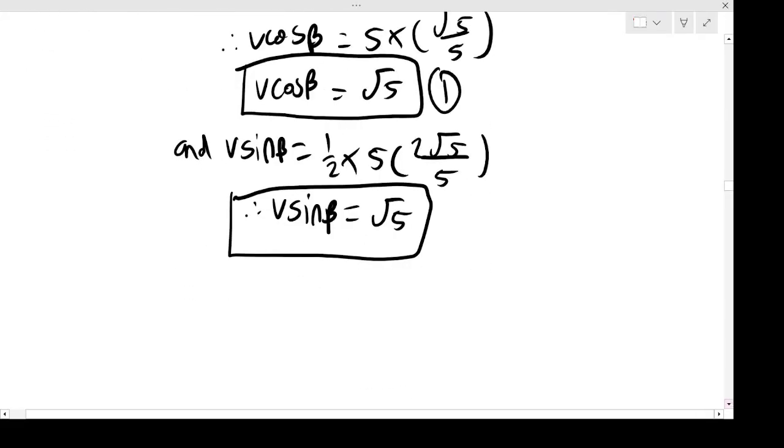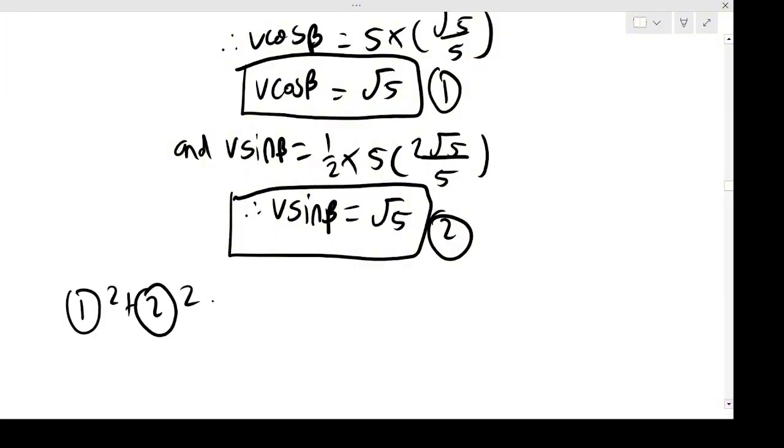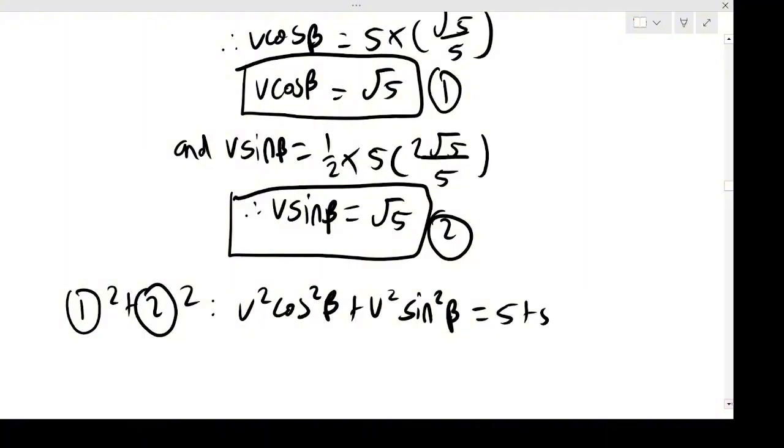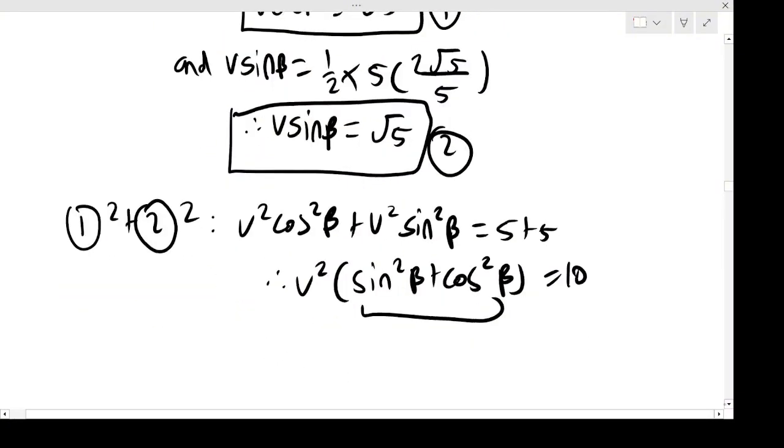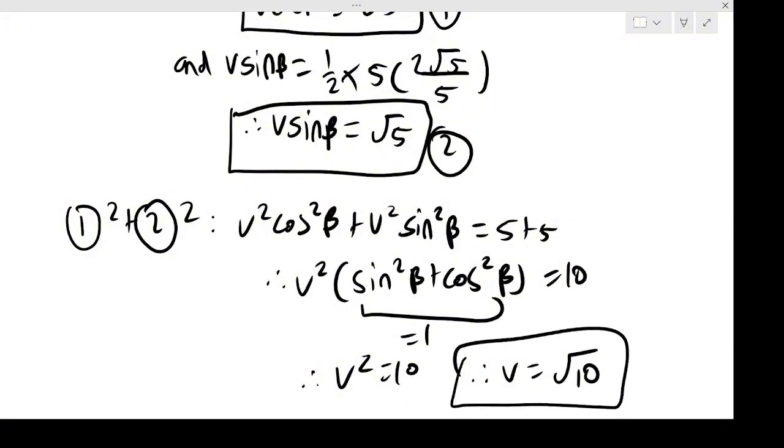So I can actually square these two equations to find v. If I add these squared equations, I'm going to get v squared cos squared beta and v squared sine squared beta is 5 and 5, right? If you square root 5, and there we are. So v squared of sine squared beta and cos squared beta is 10. Then I can set this to 1, okay, this is equal to 1. It's my trig identity, right? So v squared is 10, which means v is just going to be root 10. And there we are. That is my speed there.